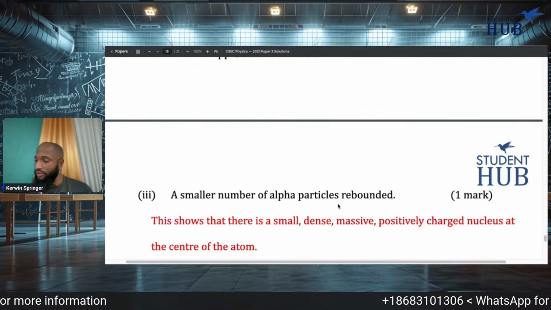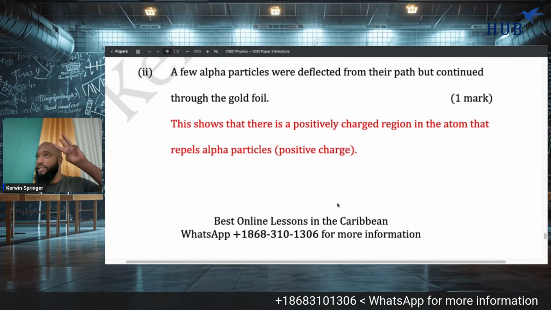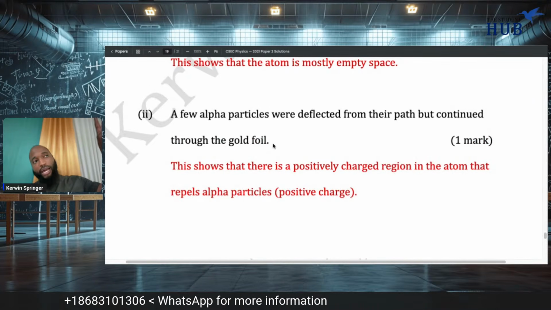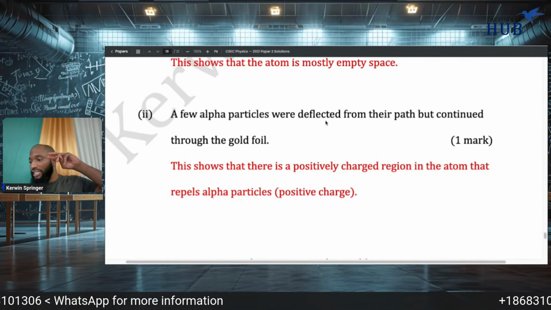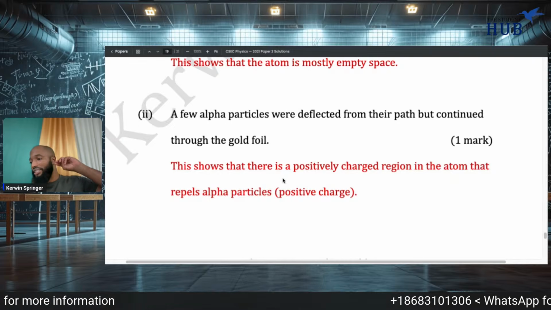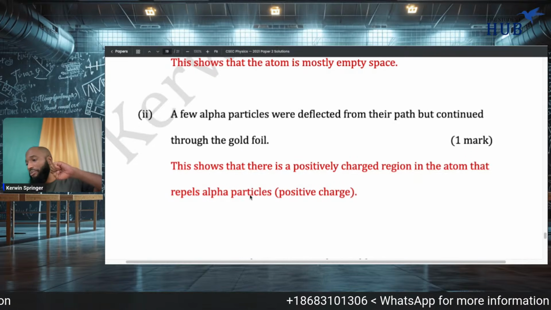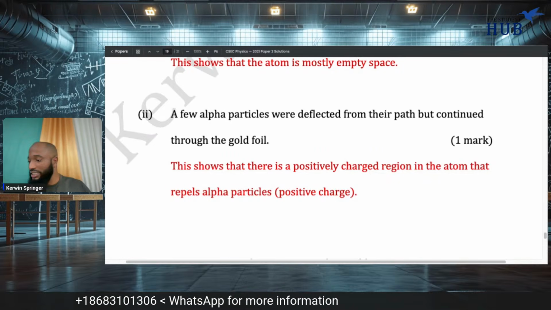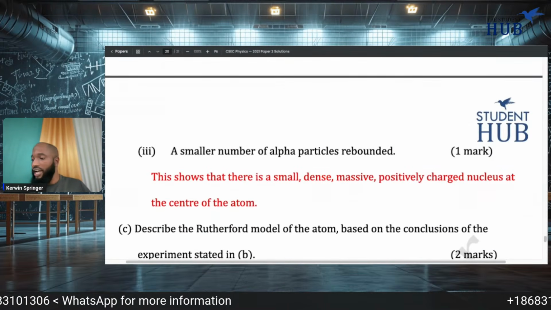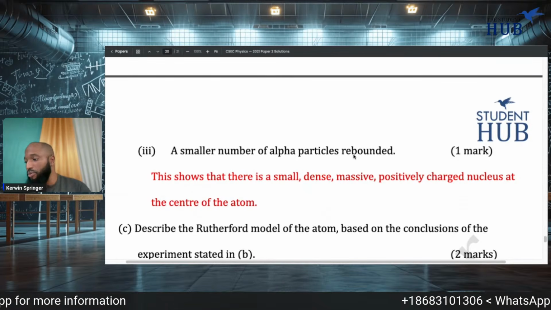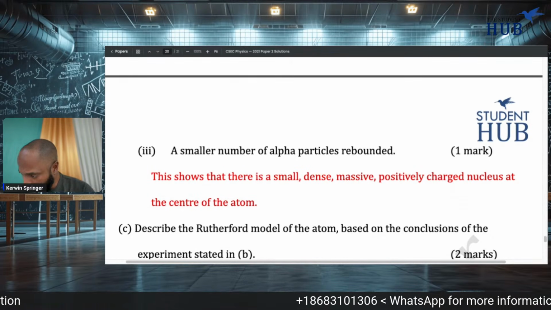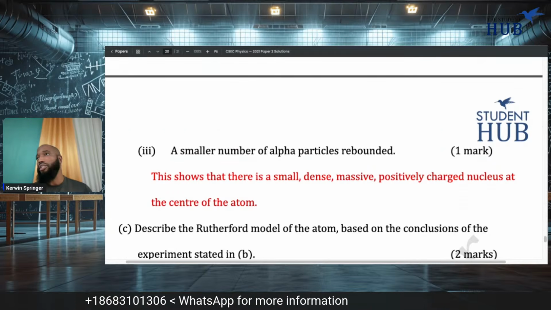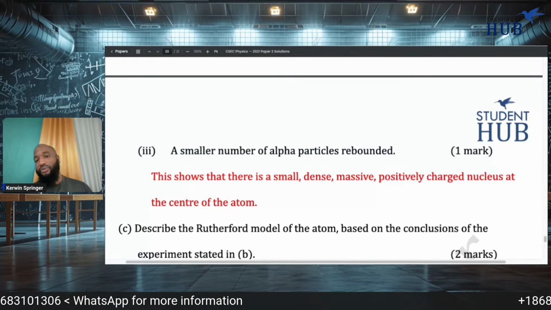A small number of... Watch how they split it up into three here. Normally we do it as two. Everybody look at this, and watch how I managed to split it into two. So they just said some were deflected. So I said there's a positively charged region in the atom that repels or deflects the alpha particles. And a smaller number of alpha particles rebounded. So this is where you're going to use small, dense, positively charged. It has to be dense and positively charged for it to rebound at that high speed.